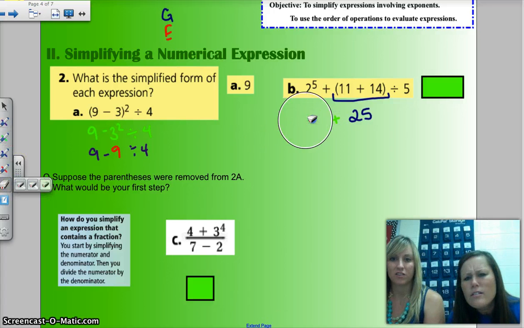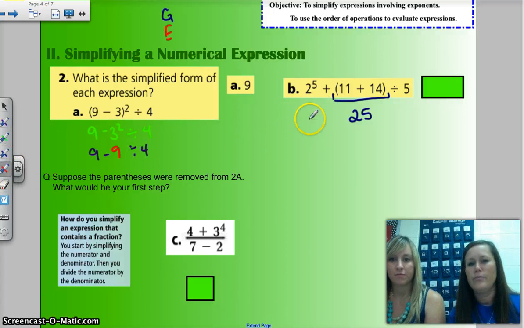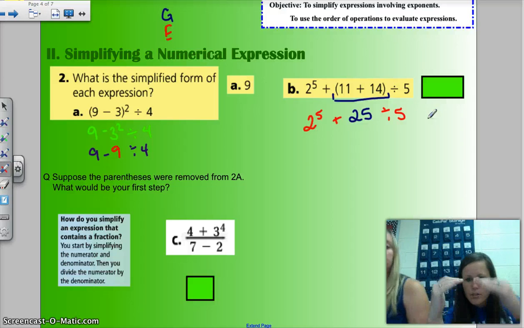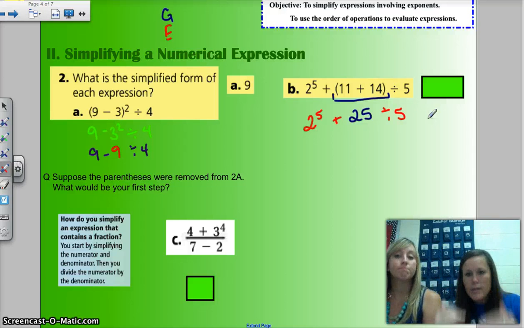Okay. 2 to the 5th plus 25 divided by 5. Now, notice how I'm just copying everything straight down. If you copy down, everything will stay nice and neat, and you won't get confused. And some of you guys' work gets all weird. Just copy straight down.